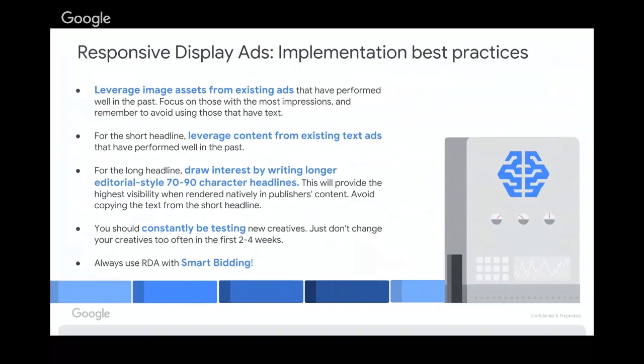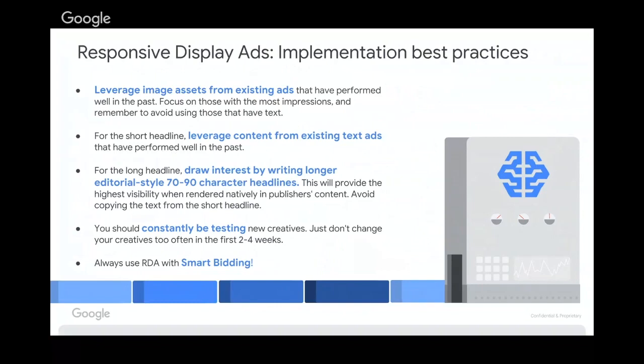For your long headline, you want to get people interested. So write a longer editorial style, 70 to 90 character headline. It basically just provides the highest visibility when rendered natively in publisher's content. And again, you want to avoid copying the text from the short headline. So you want to keep them distinctive as per the RSAs.